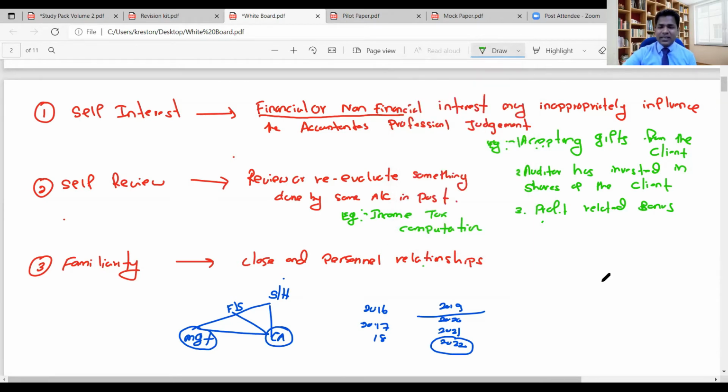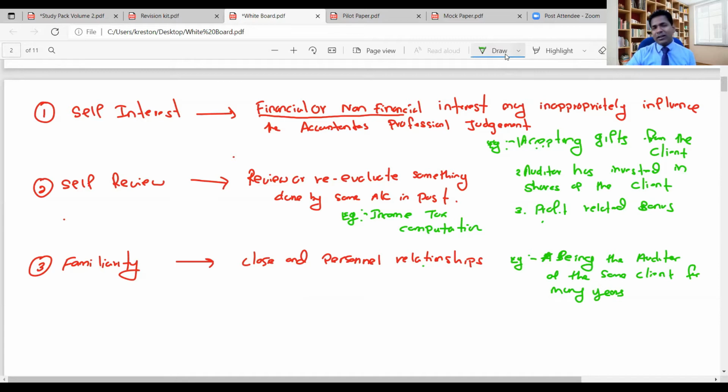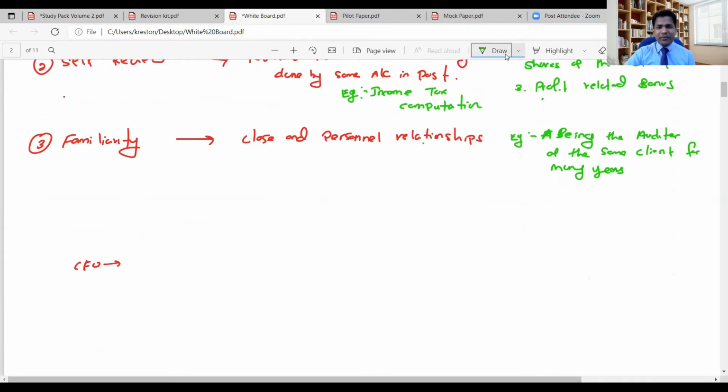A good example is being the auditor of the same client for many years. So this would definitely create a familiarity threat. Right? I'm coming to the next important one. And remember, in your examination it is highly possible to test self-interest, self-review and familiarity as well. The next one is not that highly popular, but it would be tested in your examination.